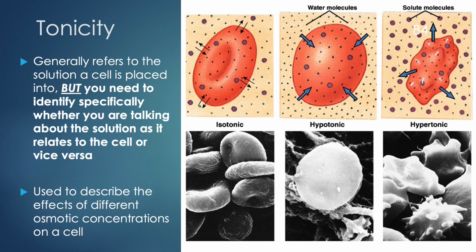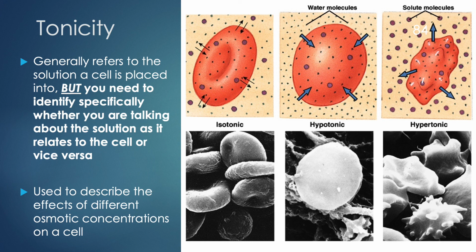So in the first example, what you see is a red blood cell. You can see the biconcave disc there. It looks totally normal. And the extracellular fluid, in this case, has the same concentration as the intracellular fluid. Because those are the same, the cell doesn't change. There's no change whatsoever to its shape or anything.